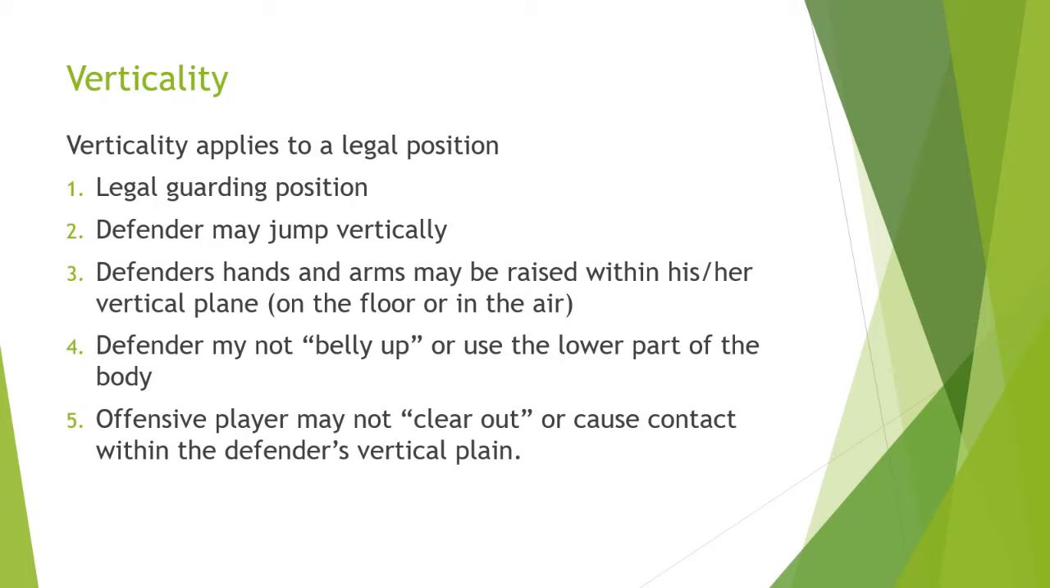Yeah, so verticality, obviously, we're talking about the legal position on the floor, right? The defender can jump vertically. Their hands and arms can be raised within that vertical plane. They can be on the floor or in the air. But we don't want our defender to belly up, right? So using their lower part of the body, maybe another word for that would be like a hip check. And the offensive player cannot clear out or cause contact within that defender's vertical plane. So remember, let's not penalize the offense when they initiate contact on a legal defender.